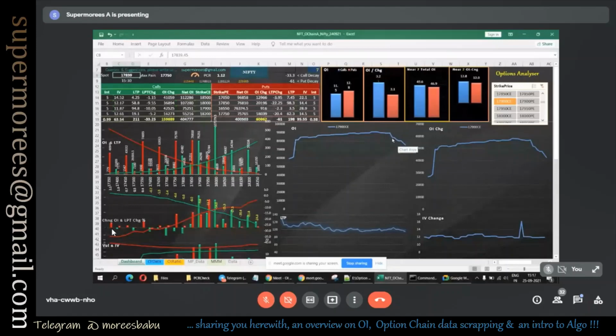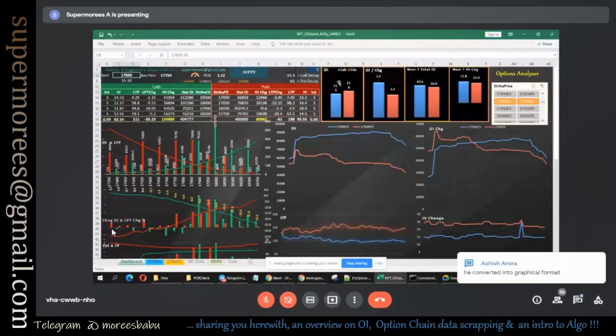And if you see, this is the change, and this one is the price, how the price is, and this is the IV changes. So all this we are getting here in one single page, and on top of that, we also have an overall view of how it looks.